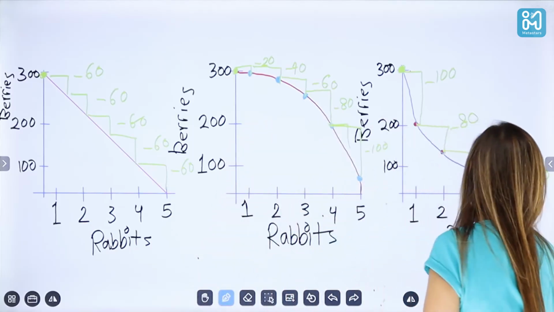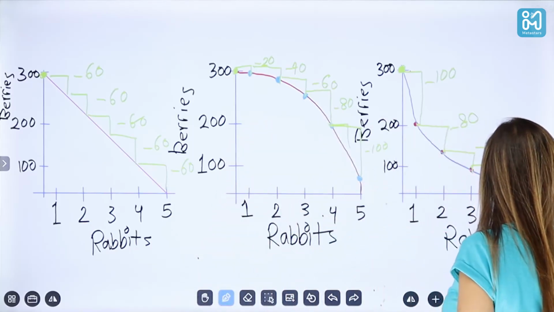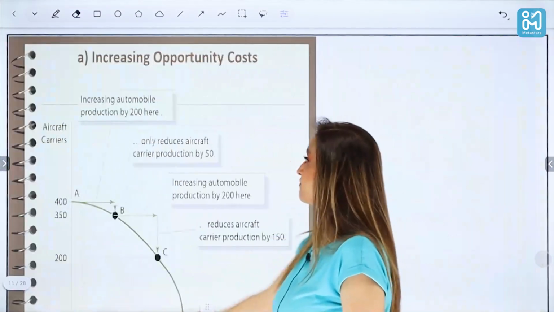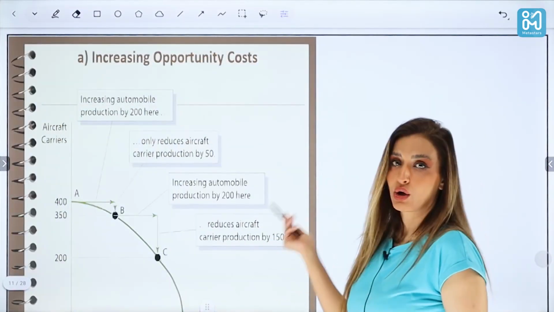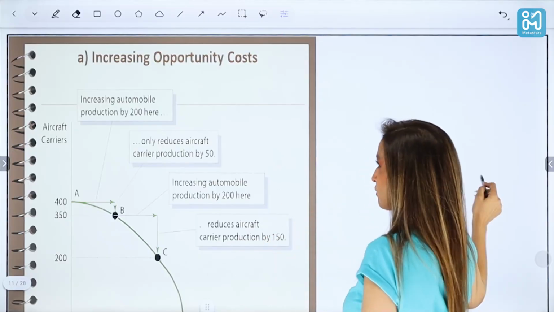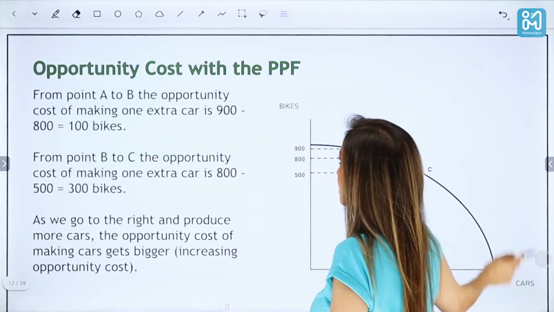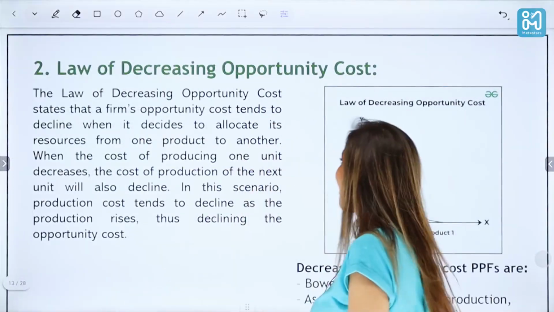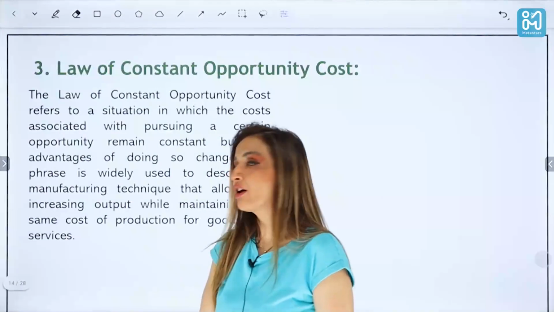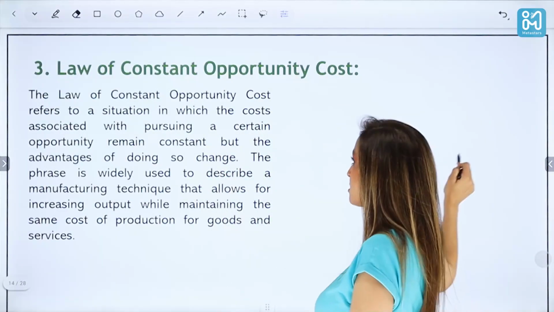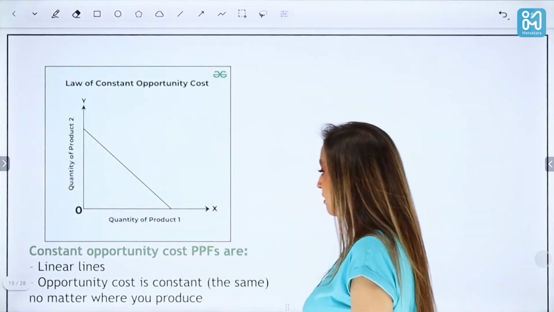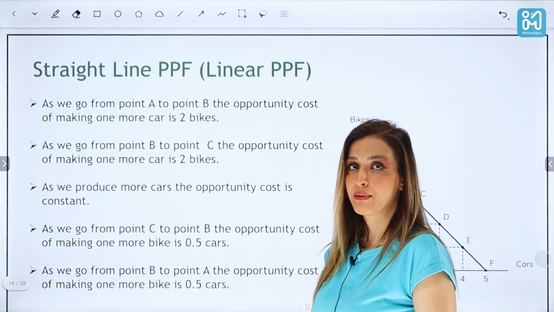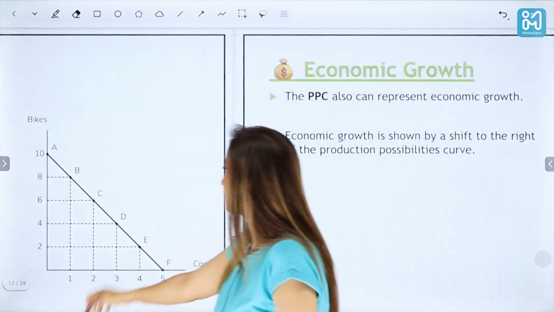Now let's go back to our PowerPoint. We'll skip this. Okay, I already gave an example, so this is an extra one. Okay, and this is an extra example. All these PowerPoints, you can find on our website. I just tried to make things easier with the berries and rabbits.